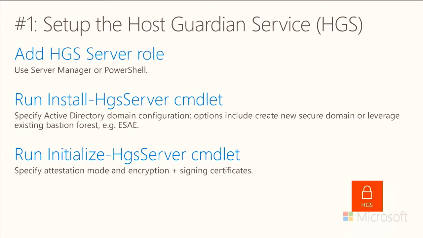Now, the basic way in which this is done is you add the HGS server role. You can do that through Server Manager or PowerShell. There are then two commandlets that you need to run. One is Install-HgsServer. This is there to allow you to configure the Active Directory domain that's used by the Host Guardian Service, and it can also do things such as leverage existing bastion forests if you happen to have one. And then last but not least, you need to run the Initialize-HgsServer commandlet.